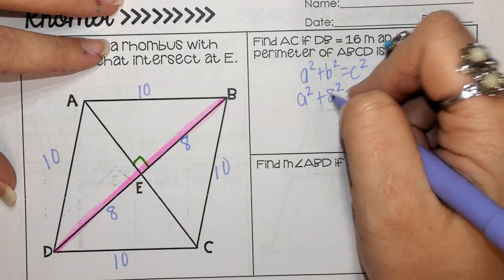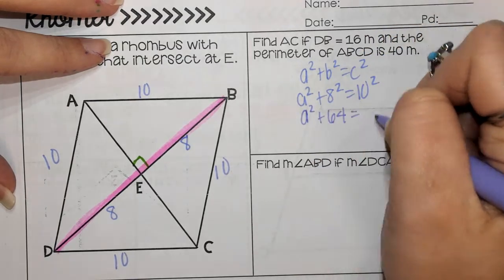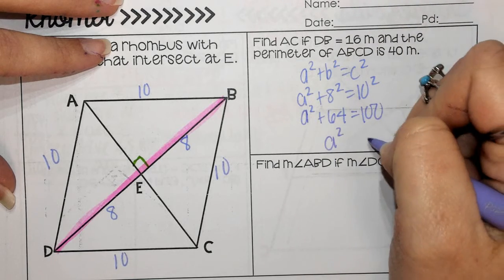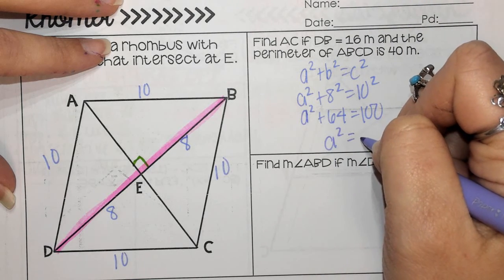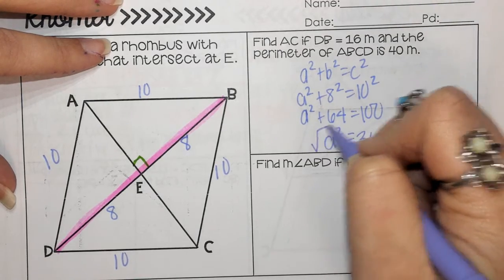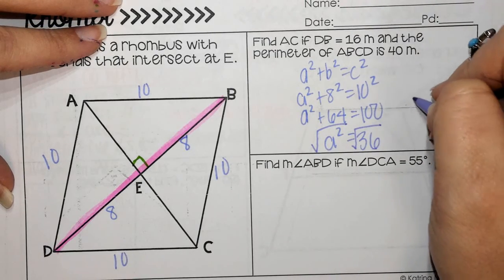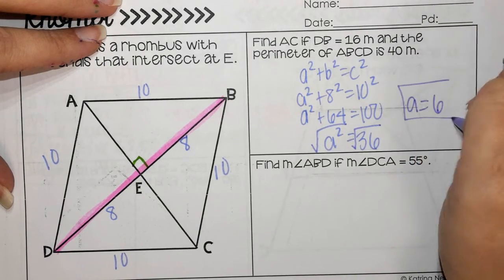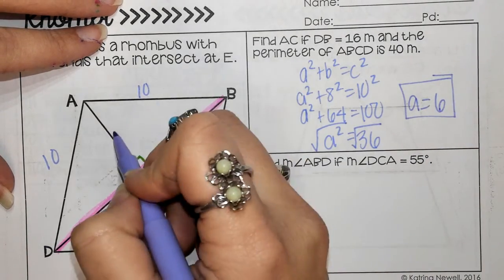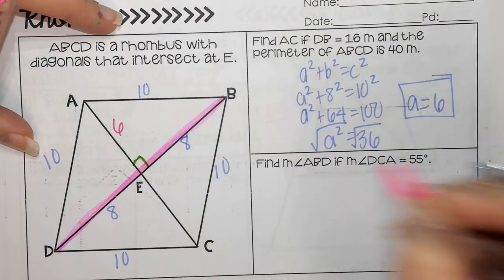All right, now what is 8 squared? 64. What is 10 squared? 100. And then we would subtract. What's 100 minus 64? 36. And how do we get rid of a squared? Square root. It is its own special button. What is the square root of 36? 6. Now, it asks us for AC. If this part is 6, what is the whole thing? 12.